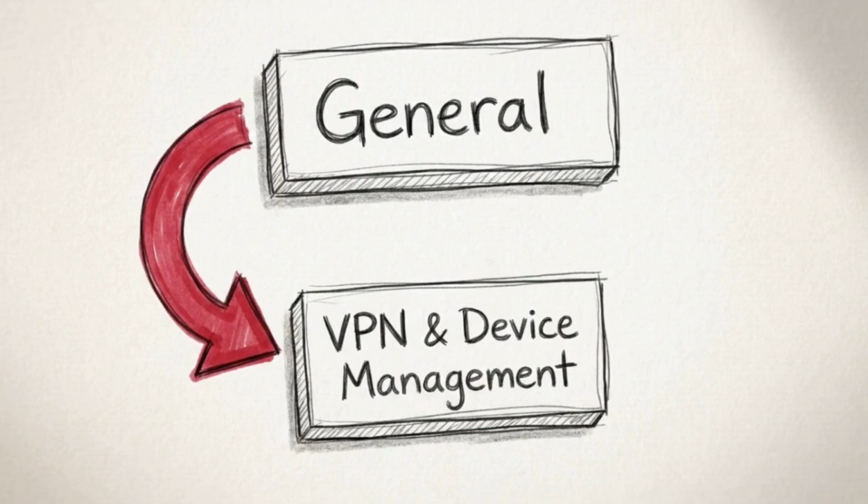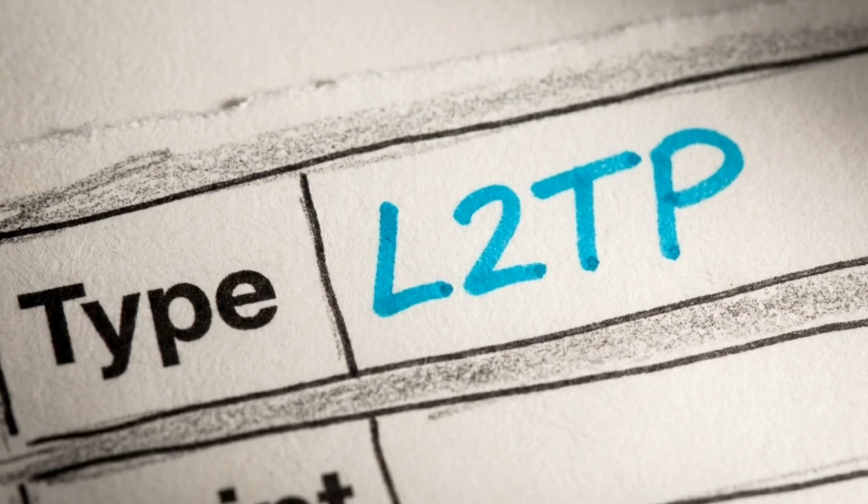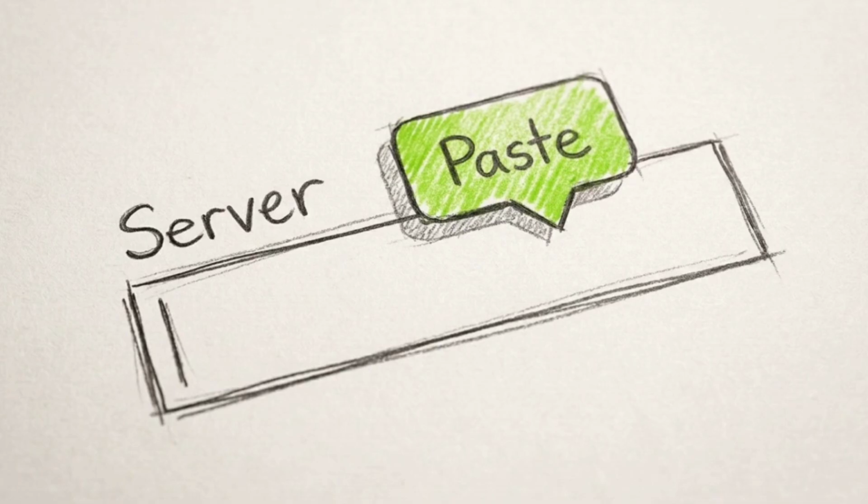For iPhone and iPad users, the logic is identical. Open your settings, navigate to General, and scroll down until you find VPN and Device Management. Tap into the VPN menu and select Add VPN Configuration. At the very top, set your connection type specifically to L2TP, and add a quick description so you can identify it later. Below the description, tap the server field and paste the address you secured from the web database.